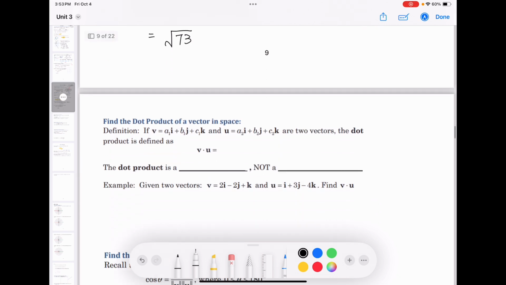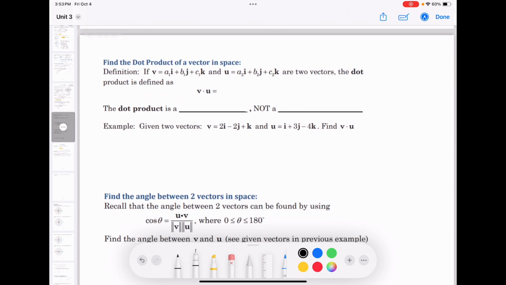and it also means the distance or the magnitude of the vector. Okay, find the dot product of vectors in space. If two vectors are given, v and u, the dot product is defined as a sub 1 times a sub 2 plus b sub 1 times b sub 2 plus c sub 1 times c sub 2. So the dot product is a scalar, not a vector.